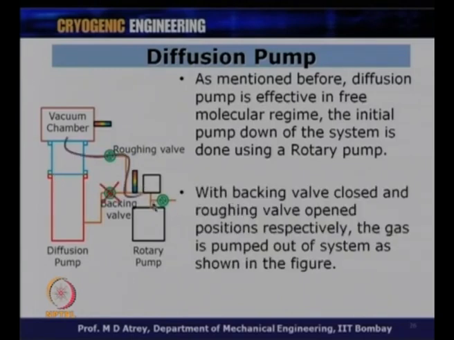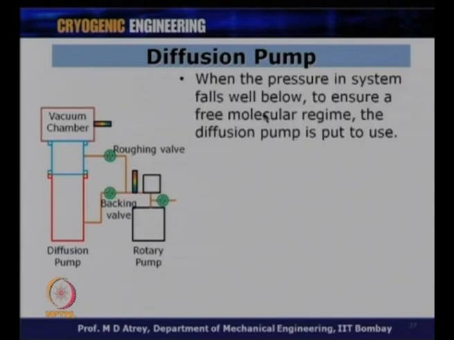Alright. So, with the backing valve closed, what will I do? I will close this backing valve, that means the rotary pump connection with the diffusion pump is stopped. The rotary pump gets aligned directly with the vacuum chamber, and the roughing valve is opened. Backing valve closed and roughing valve opened. In this position, the gas is pumped out from the system as shown in this figure. The rotary pump is attached directly to the vacuum chamber, it will create 10^-2 vacuum, delivered to atmosphere, you get around 10^-2 to 10^-3 vacuum.